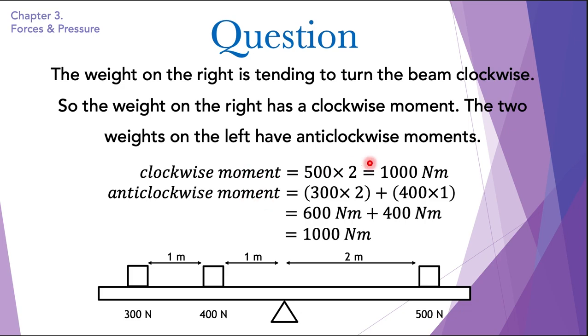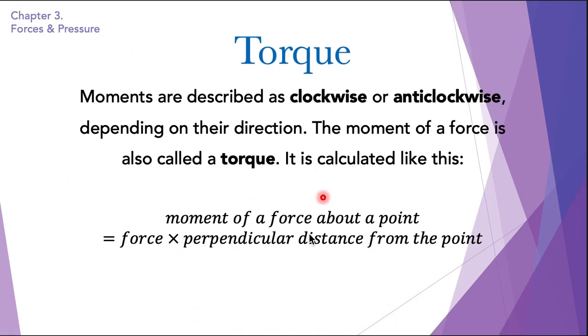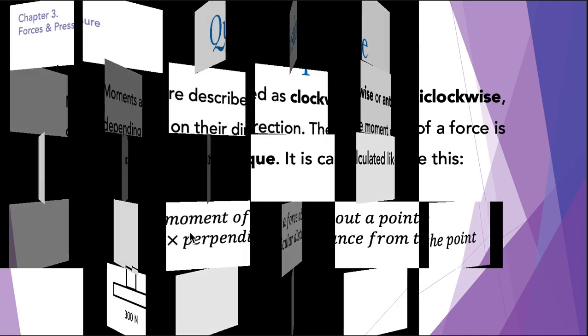So the clockwise moment is 1000 Newton meters and the anti-clockwise moment is also 1000 Newton meters. So they are equal, which means that there is no resultant force and no resultant turning effect. So that is why this beam is in equilibrium. So this is how we use this equation to find out the answer to this question.